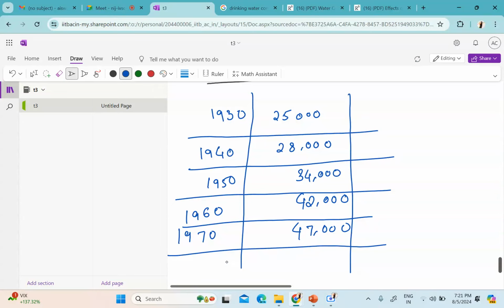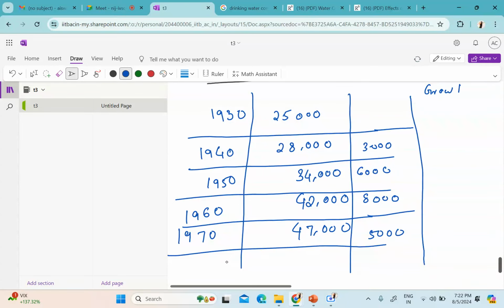Then you already know the increments in these years that we have noted: 3,000, 6,000, 8,000, and 5,000. Then we have to calculate the growth rate. The main factor here is the growth rate.